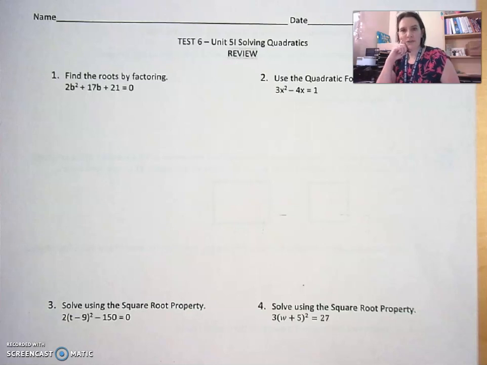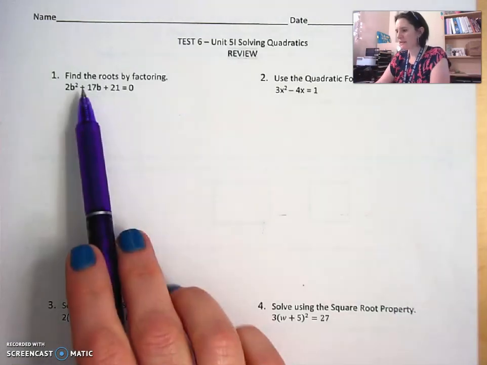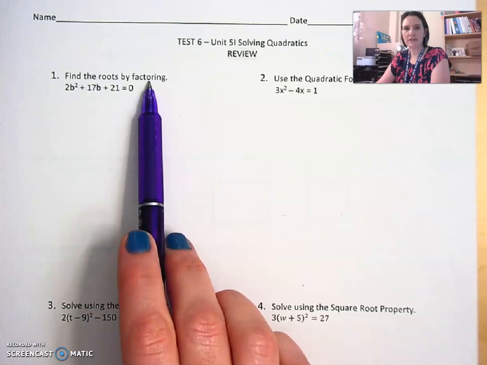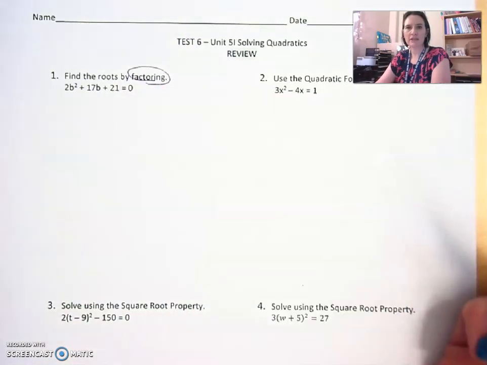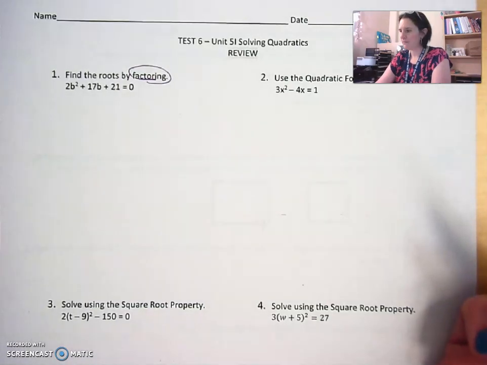All right, here is our test review for the solving quadratics lesson. In this first problem, it says find the roots by factoring. So pay attention that you're doing the method specified. You won't get full credit if you use a different method, even if you get the right answer.